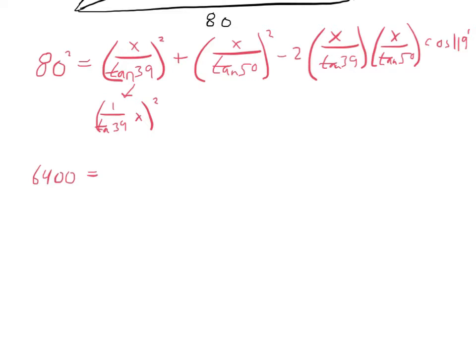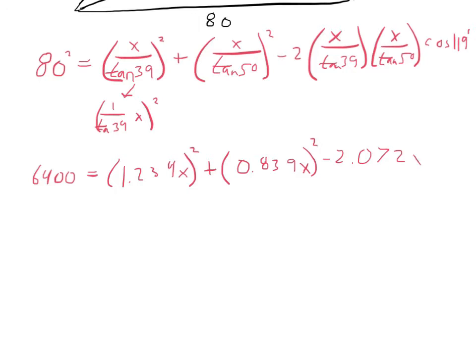So when I worked this out, I ended up with 1.234x squared plus, and then the next one was 0.839x squared minus, and then let's see here, 2. So this one ended up being 2.072, and then times x squared, and I actually didn't do the cosine of 119 degrees. We'll have to come back to that. In fact, I'll do that now. Okay, so let's see here.